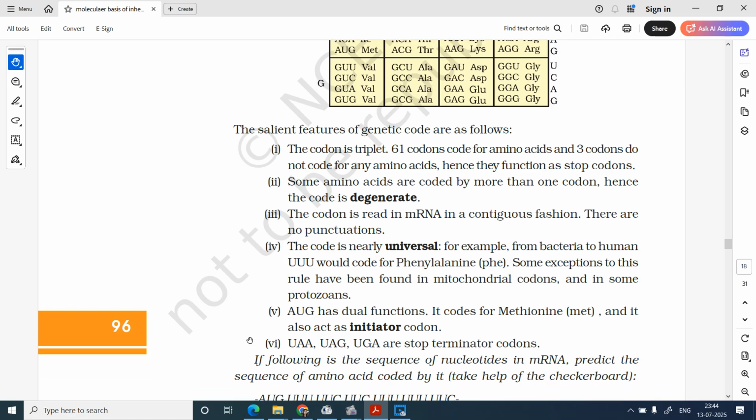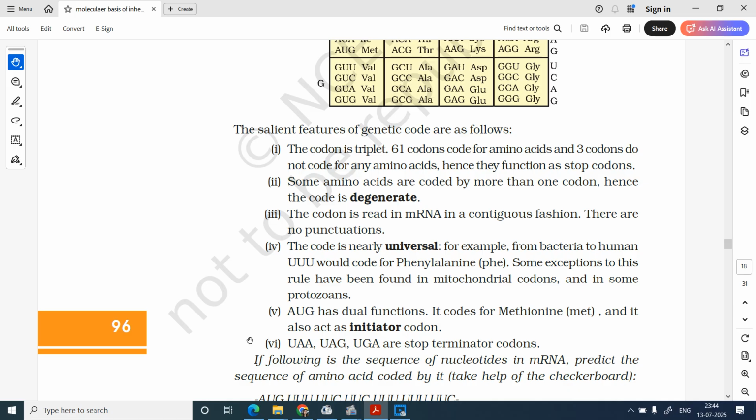The salient features of the genetic code are as follows. First, the codon is a triplet. 61 codons code for amino acids and 3 codons do not code for any amino acid. Hence, they function as stop codons. Number 2, some amino acids are coded by more than one codon. Hence, the code is degenerate. Number 3, the codon is read in mRNA in a contiguous fashion. There are no punctuations.